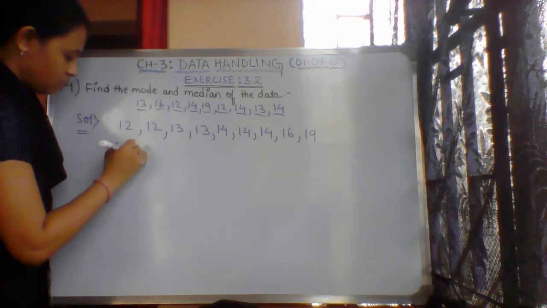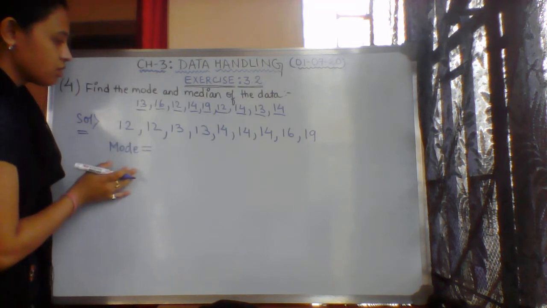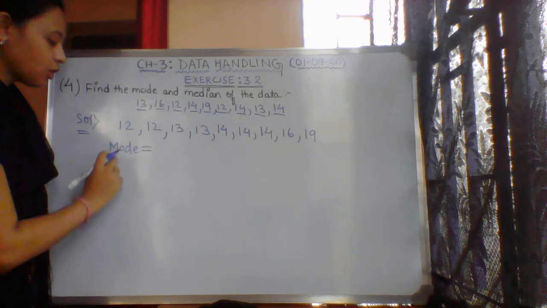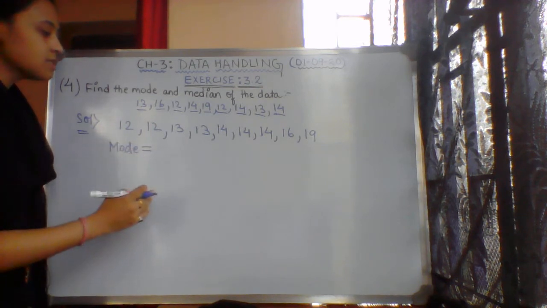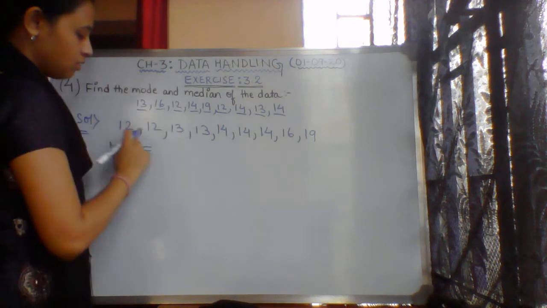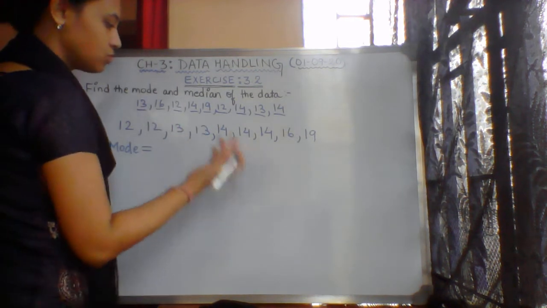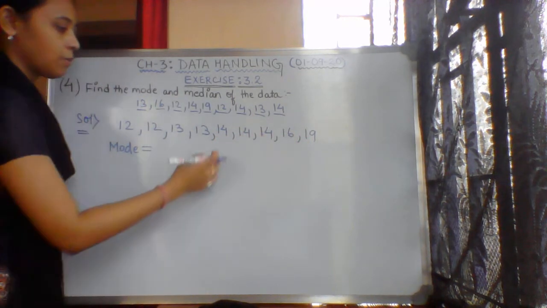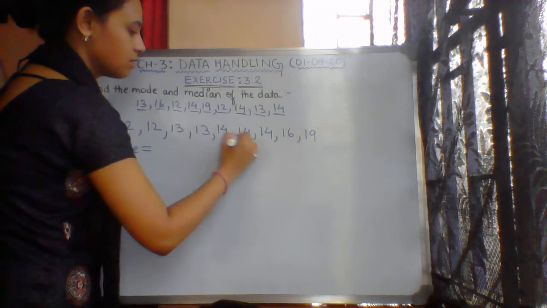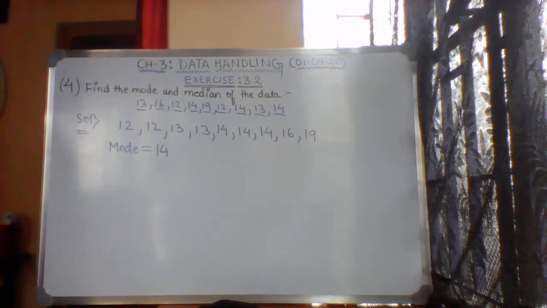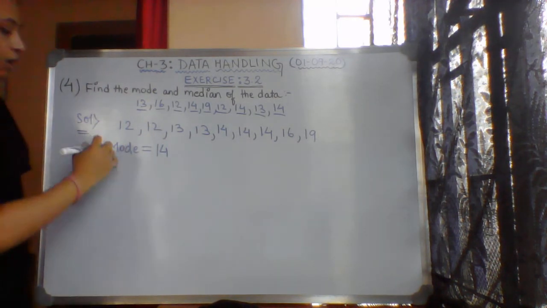So here you can write, mode will be that observation which is occurring most of the time, or that observation whose frequency is maximum. Which observation is occurring maximum times? 12 two times, 13 two times, 14 three times, and 16, 19 only once. So 14 is occurring most of the time. So our mode will be 14. Now median.